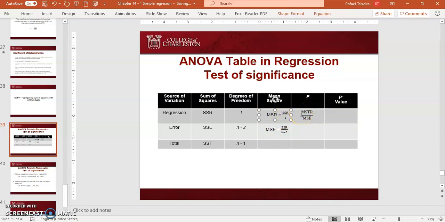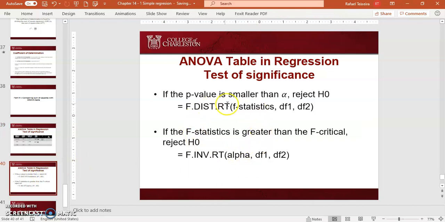Remember, the F statistic is another statistic that we have. And if we have the F statistic, we can find the probability value. Here are the formulas to find the probability values, okay?